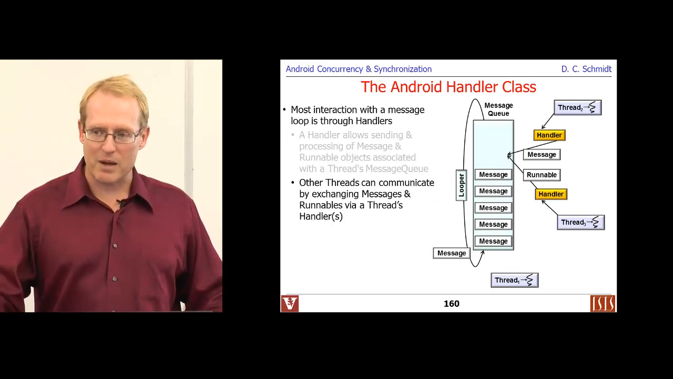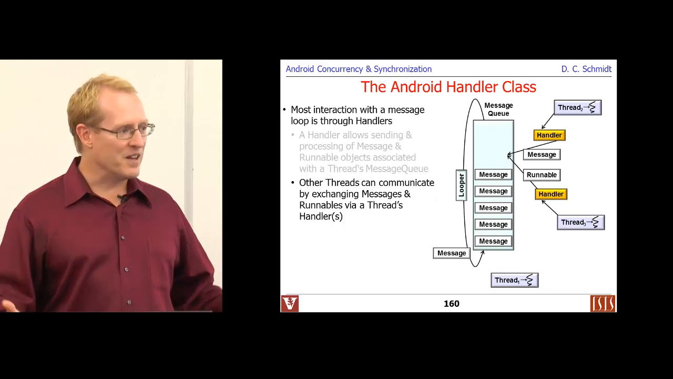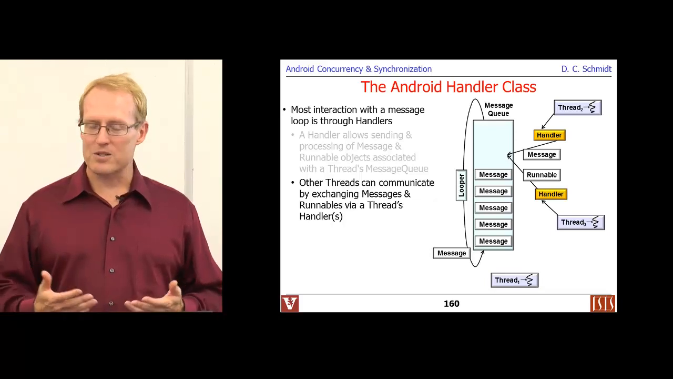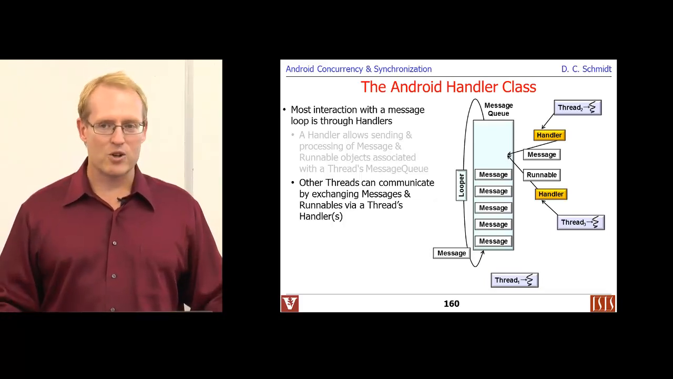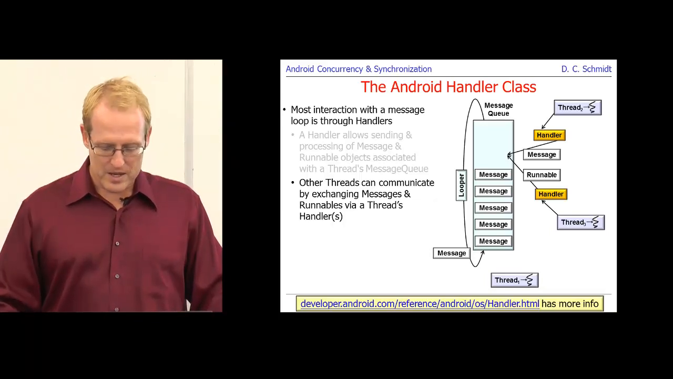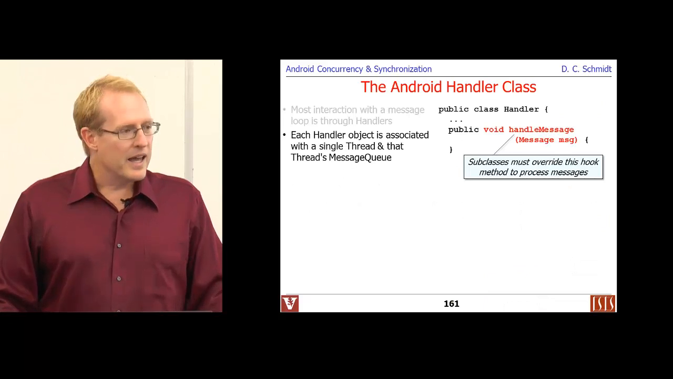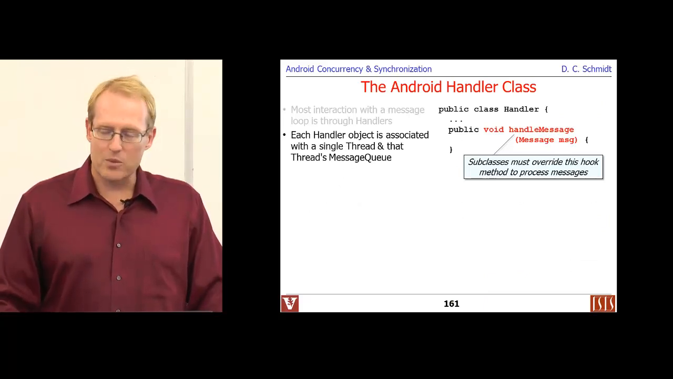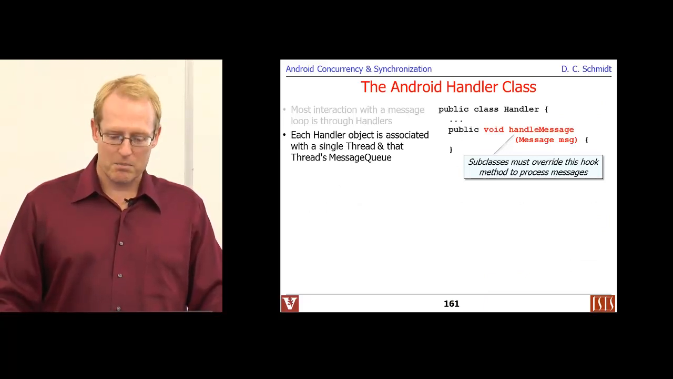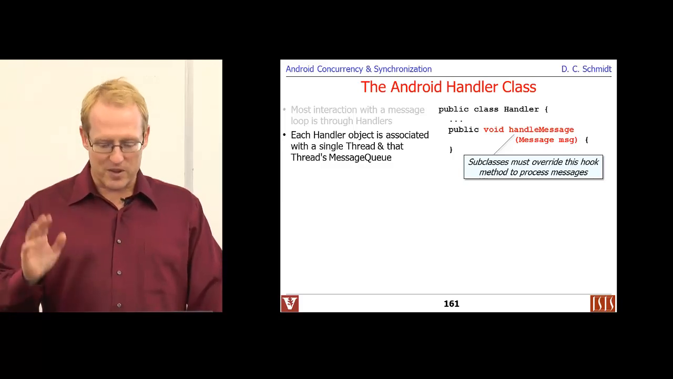And we'll see later that this particular way of arranging things goes by a variety of different patterns. We'll talk about the active object pattern. We'll talk about the half sync, half async pattern. These are all great patterns, POSA2 patterns that exist and are used quite extensively throughout Android. So take a look at this link for more information about what a handler is. Every handler object is associated with a single thread and that thread's message queue. So there's a bunch of different things going on here.